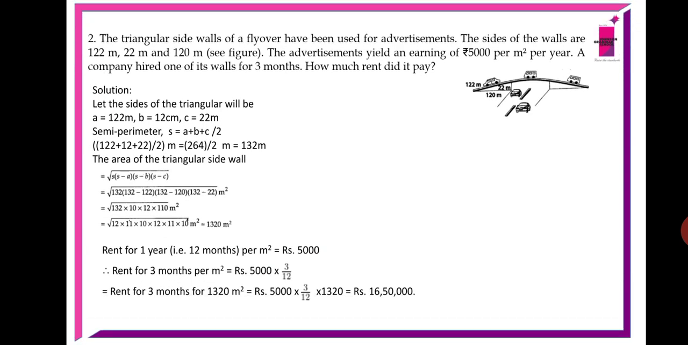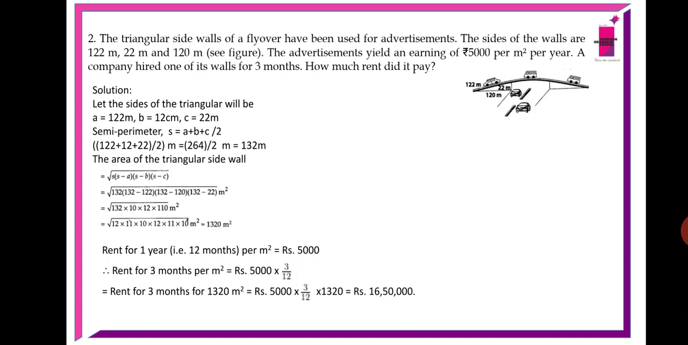The triangular side walls of a flyover have been used for advertisements. The sides of the walls are 122 meters, 22 meters and 120 meters. The advertisement yields an earning of rupees 5,000 per square meter per year. A company hired one of its walls for 3 months. How much rent did it pay?